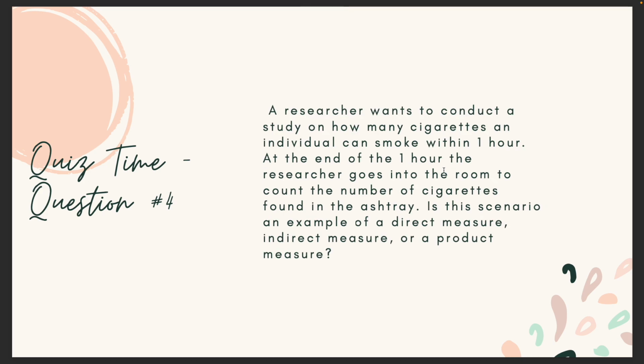Question 4. A researcher wants to conduct a study on how many cigarettes an individual can smoke within 1 hour. At the end of the 1 hour, the researcher goes into the room to count the number of cigarettes found in the ashtray. In this scenario, is this an example of direct, indirect, or product measure? And I apologize, I did use this example earlier and may have given the answer away. But if you skipped that section and didn't hear me, the answer to this question is a permanent product, okay? Permanent product because they went in and counted the cigarettes after the behavior of smoking was done.